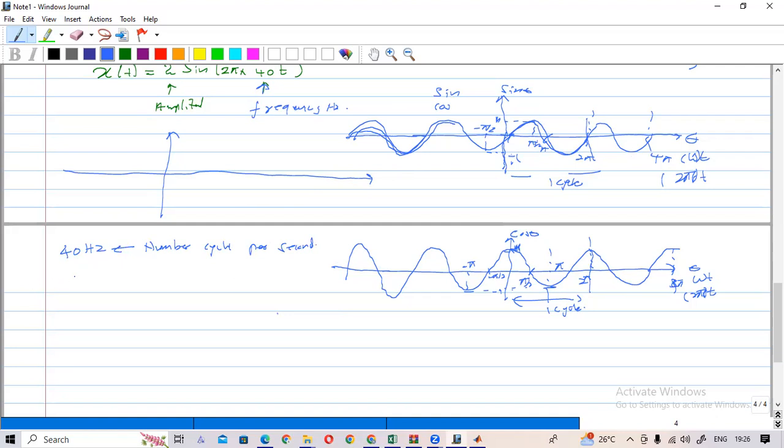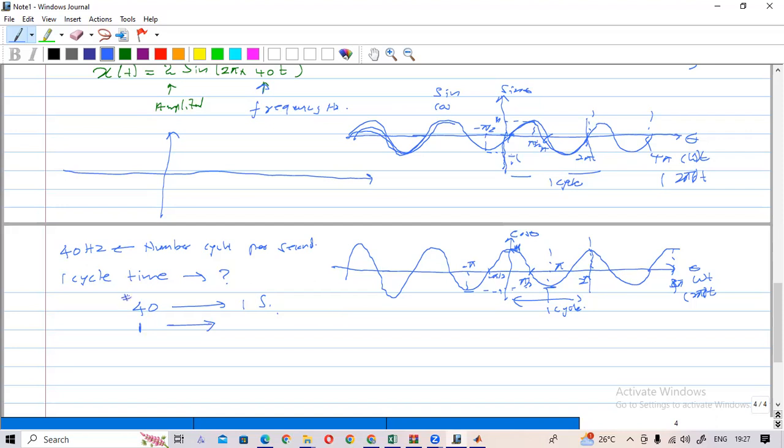Now, if I want to find the one cycle time, how can I find it? What is the one cycle time? How do you find this? If the frequency is 40, that means the number of cycles per second. That means 40 cycles are there in 1 second. So what is the one cycle value, one cycle time?